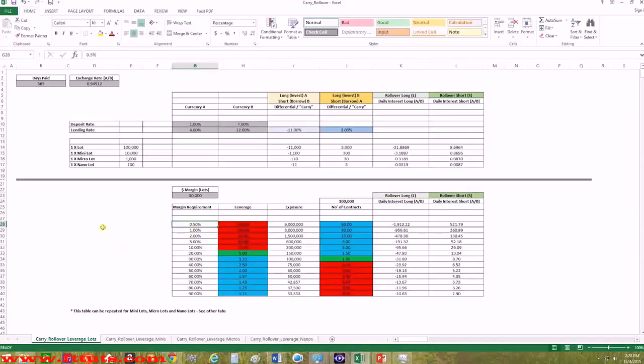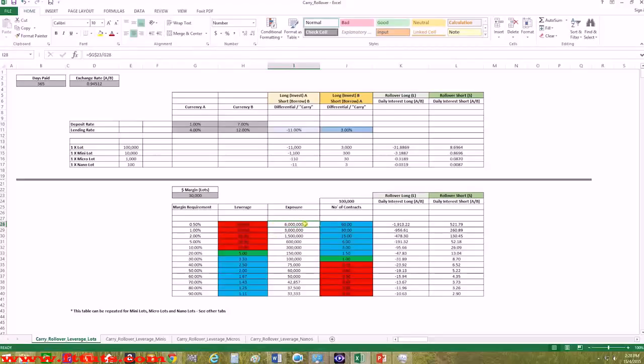So let's start with the extreme example of 0.5% margin requirement, and that's equivalent to 200 times leverage. As we did earlier in terms of working out the leverage, it's just 1 divided by the margin requirement. As you can see, 1 divided by G28. And the exposure, if we were to use the full leverage that the broker is offering us, is 6 million. We work that out by taking the margin dollars that we've got in the account and dividing that by the margin requirement.